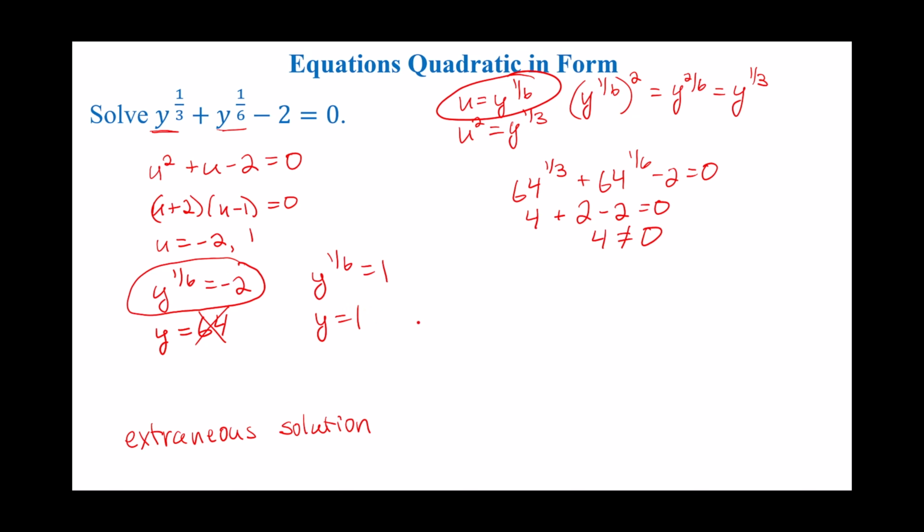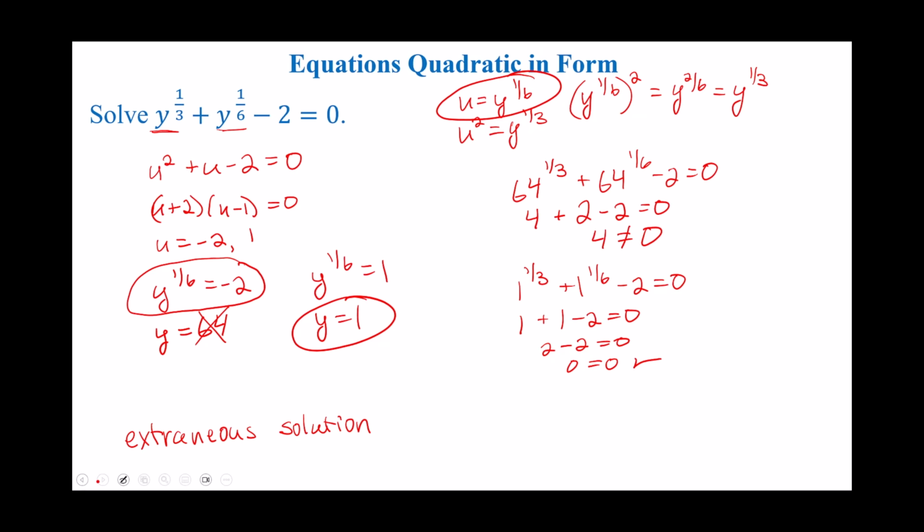The other solution, though, y equals 1. Let's plug in that. We have 1 to the 1/3 plus 1 to the 1/6 minus 2 equals 0. The cube root of 1 is 1. The sixth root of 1 is 1. And 1 plus 1 is 2. And 2 minus 2 is 0. This checks out, so our solution is y equals 1. If neither answer worked in the original equation, there would be no solution. Or they might both work, and we would have two solutions.